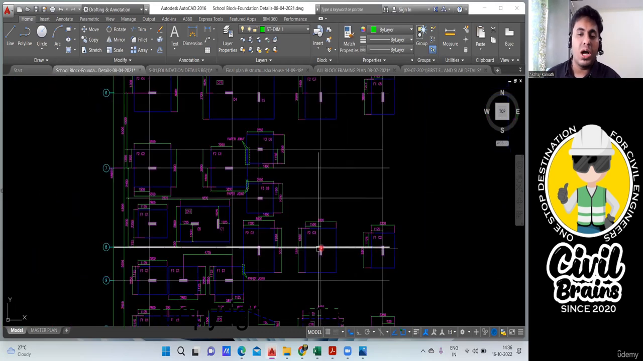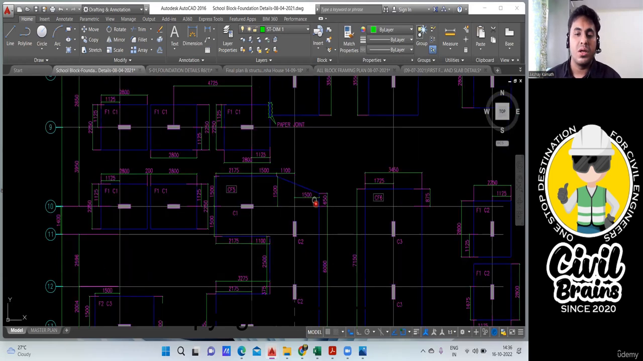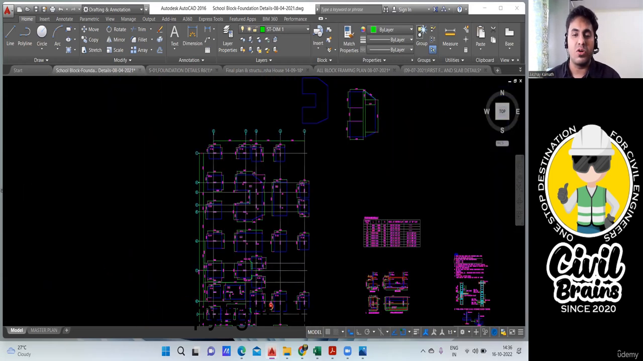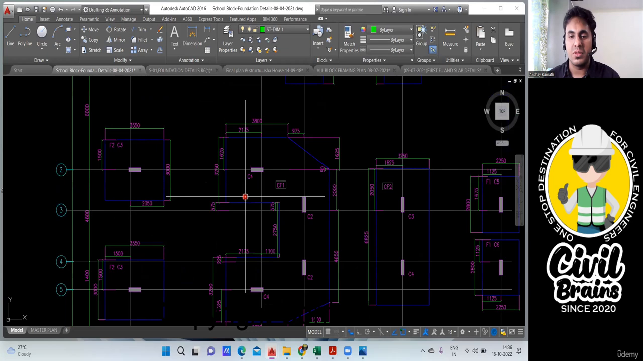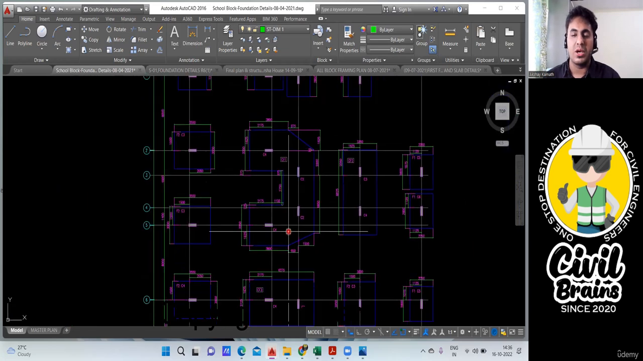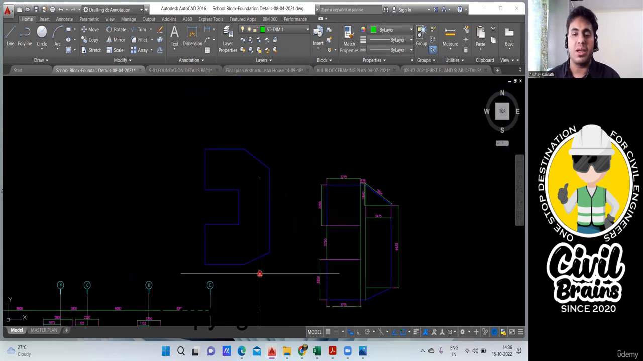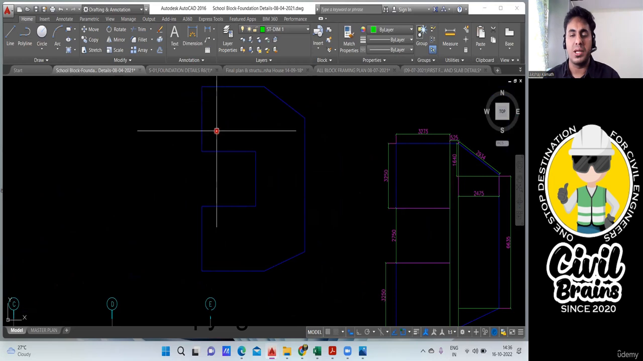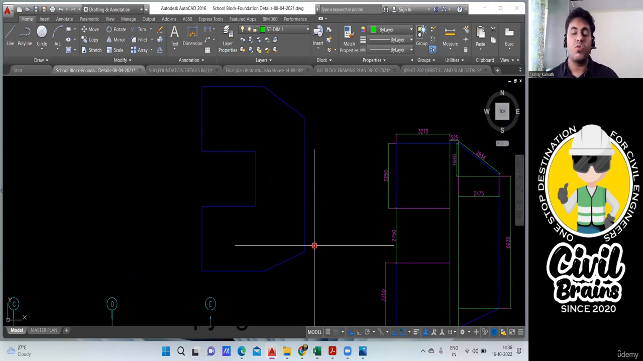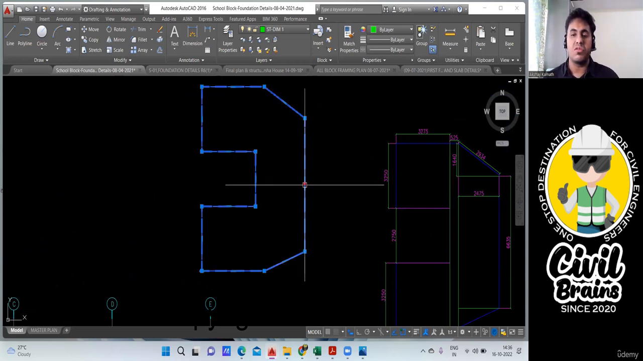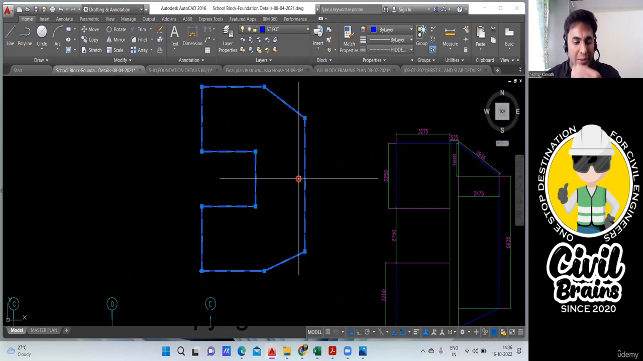Now I'll explain how this particular footing area has to be taken care of. This footing is irregular. For the same thing, I've kept the footing here. So this is that footing. One best thing you can do in AutoCAD is just select this footing, and there's a command called list.